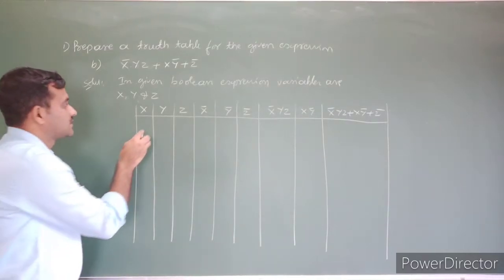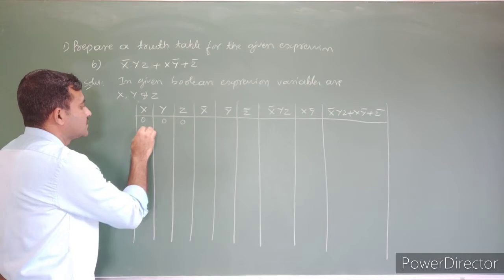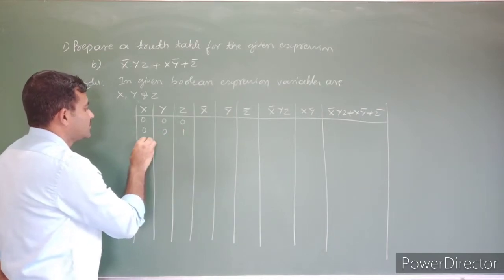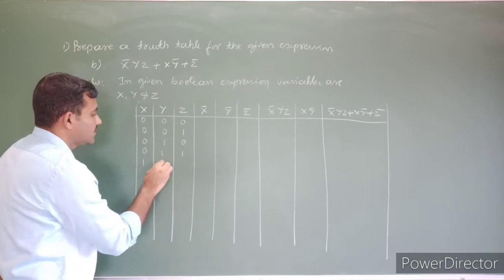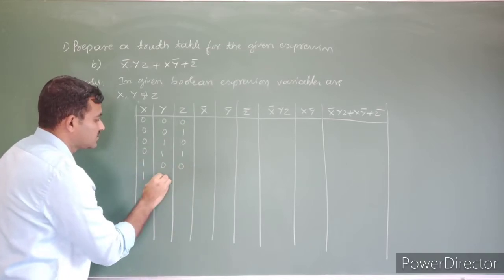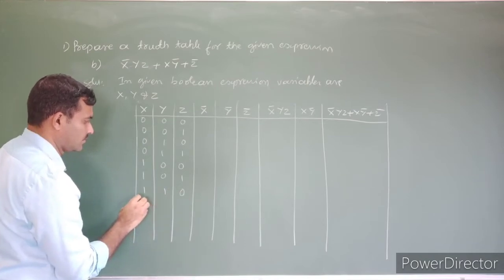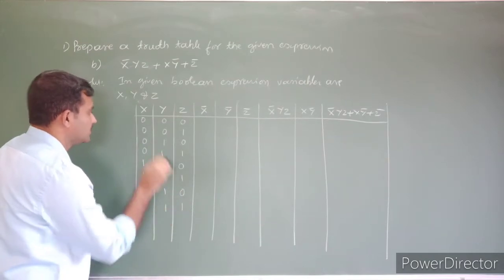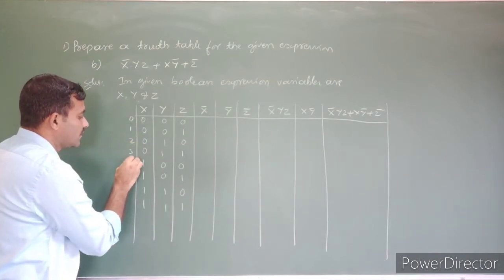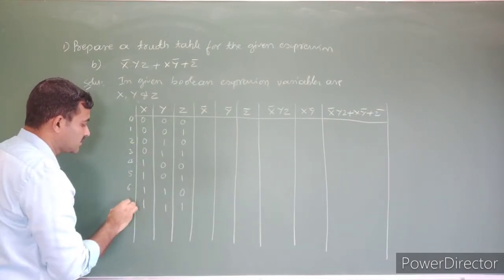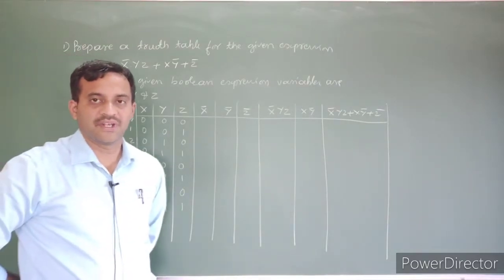Then write the combinations. The first combination is 0, 0, 0. Next one is 0, 0, 1. 0, 1, 0. 0, 1, 1. 1, 0, 0. 1, 0, 1. 1, 1, 0. Then 1, 1, 1. So these are the combinations 0, 1, 2, 3, 4, 5, 6, 7. Totally there are 8 possible combinations.